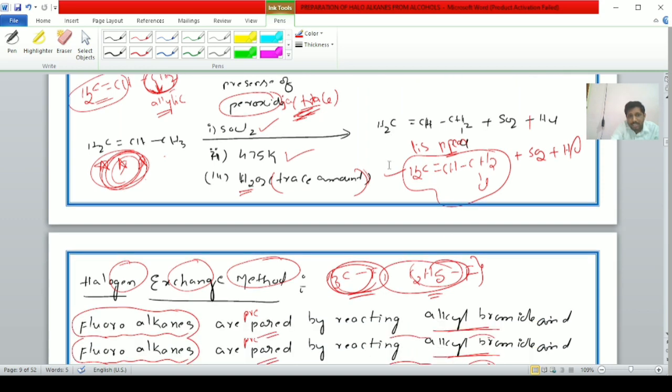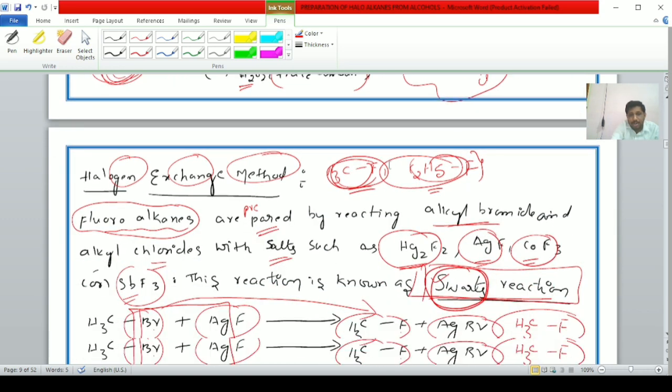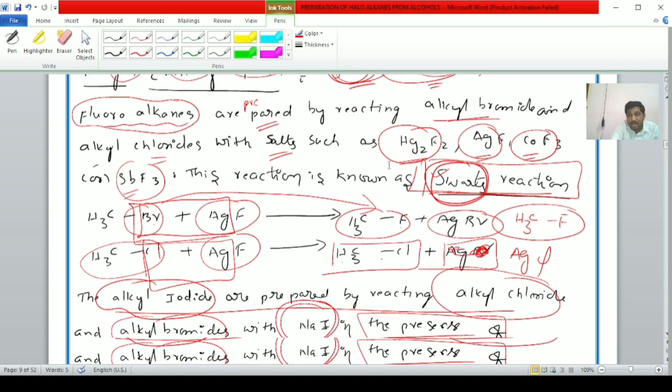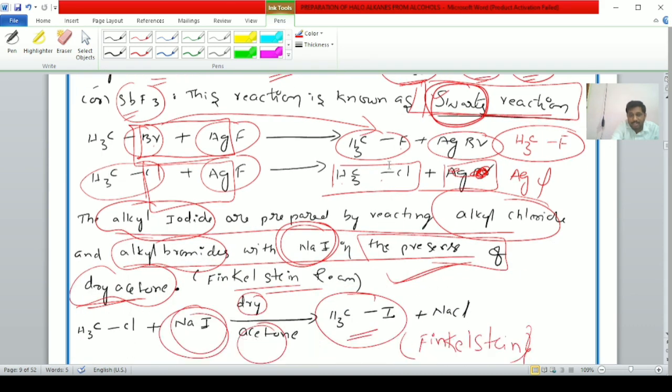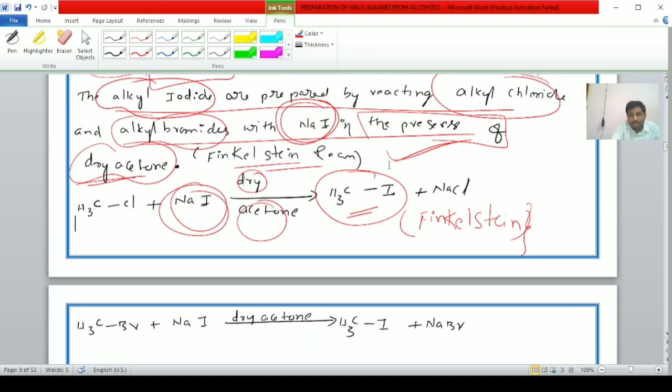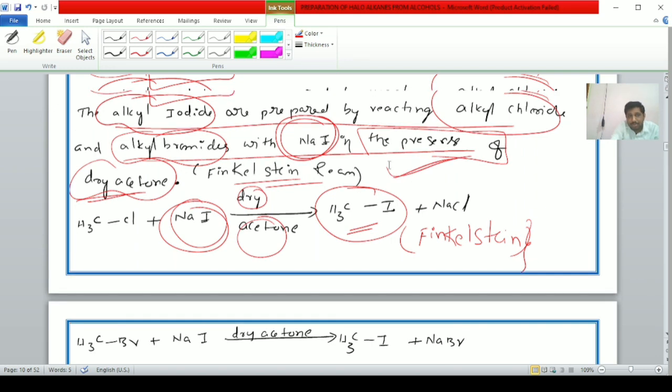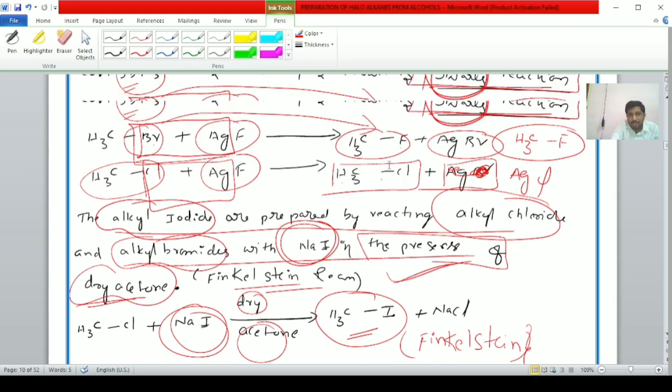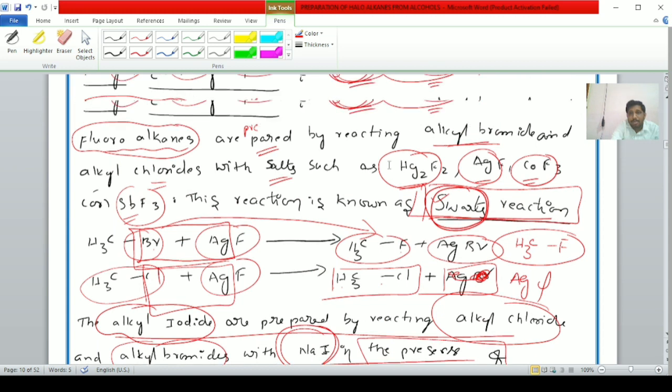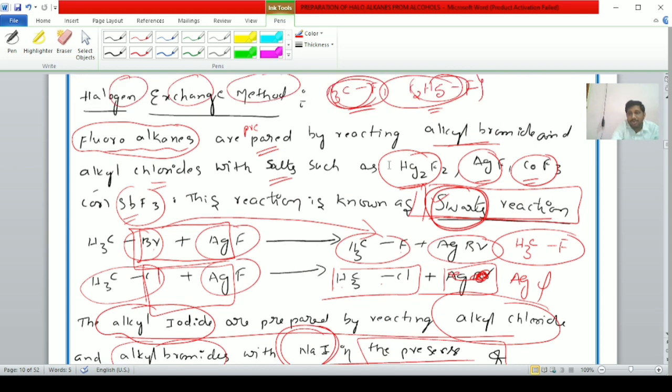Next, student, halogen exchange method. Fluoroalkanes are prepared by reacting alkyl bromides and alkyl iodides with salts such as mercurous fluoride, Hg2F2, AgF, cobalt trifluoride, and antimony fluoride. This reaction is known as the Swarts reaction. An example is methyl bromide or chloride reacting with silver fluoride. It can form fluoromethane and chloromethane.